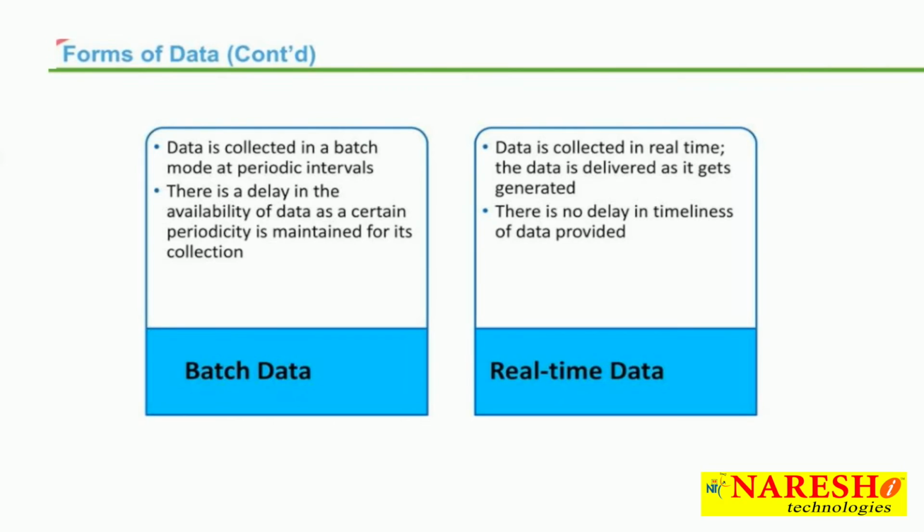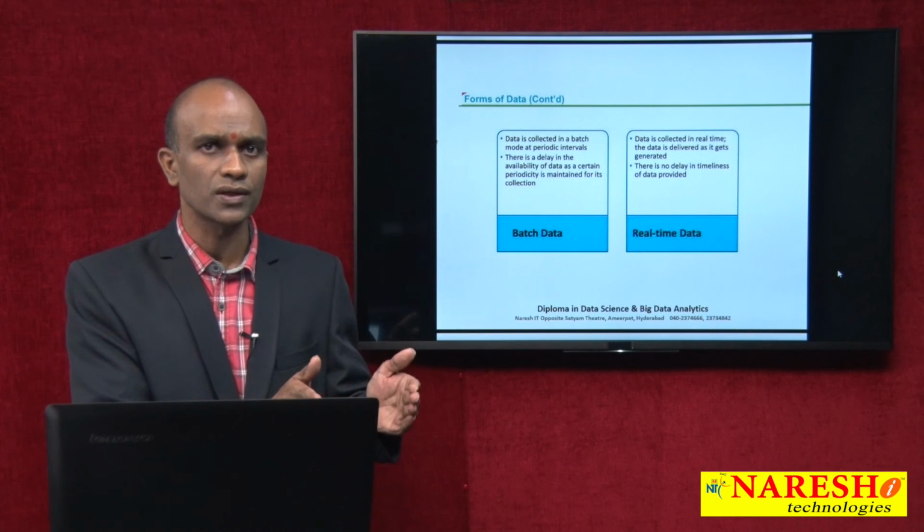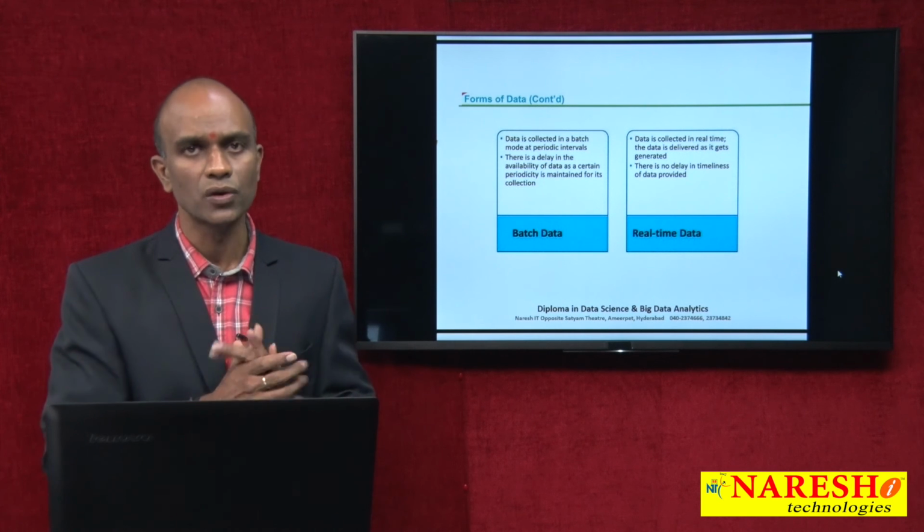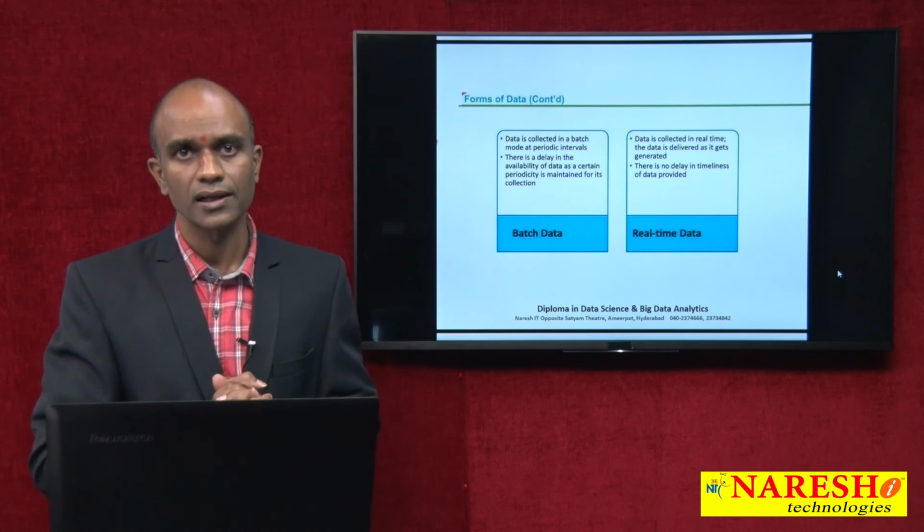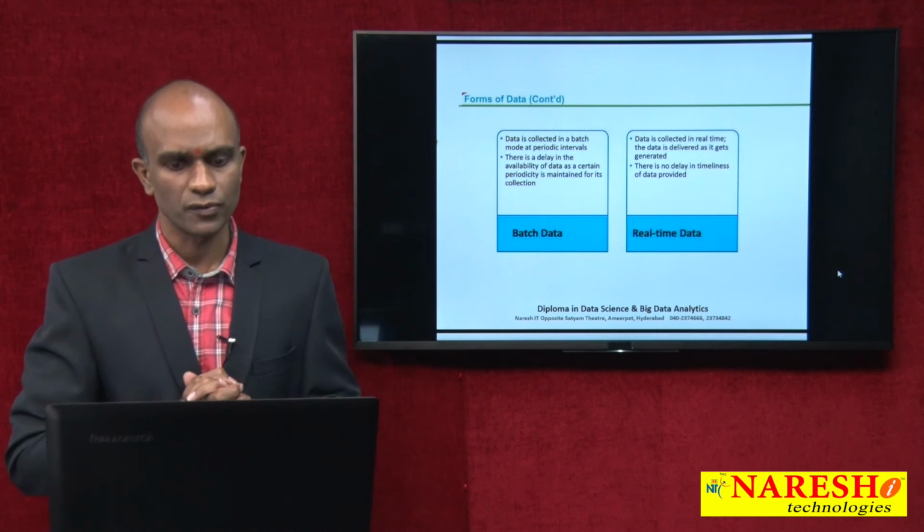Okay, data is collected in a batch, and at periodic intervals, every 2 weeks, every 3 weeks, we tend to run some reports. That is what happens in batch processing. There is a delay, we are waiting for a certain period of time, and the periodicity is maintained in data collection. So that is an example of batch processing.